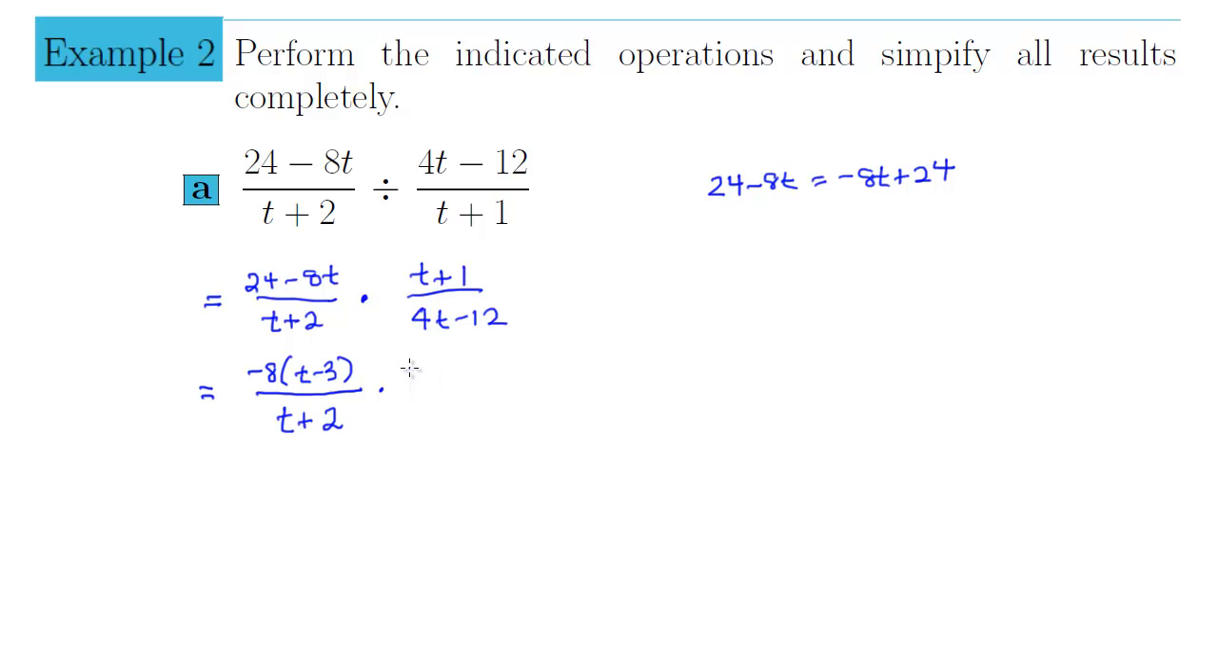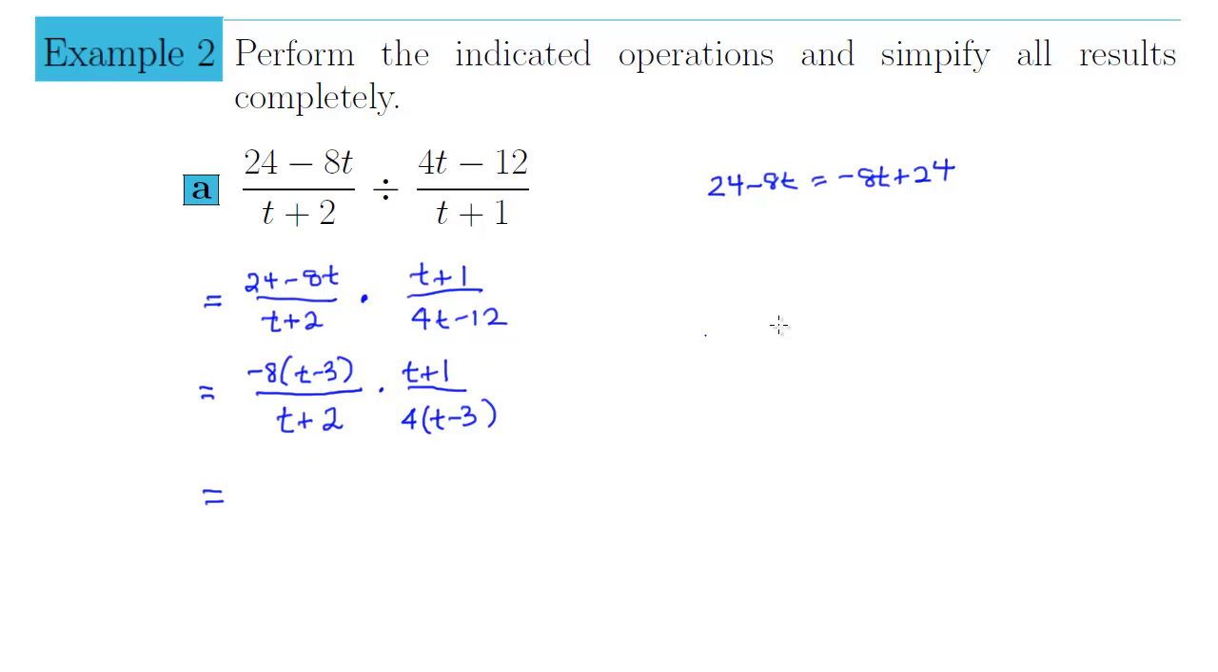Now we have the numerator in the second rational expression, t plus 1, but that's already factored as far as it can go. And now we have the denominator, 4t minus 12. We want to take out the greatest common factor here as well. That number is 4. That leaves us with t minus 3. 4 times t is 4t. 4 times negative 3 is negative 12. Perfect. So we've made sure everything's factored out.